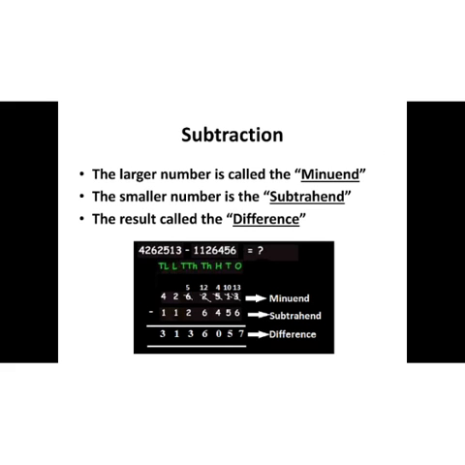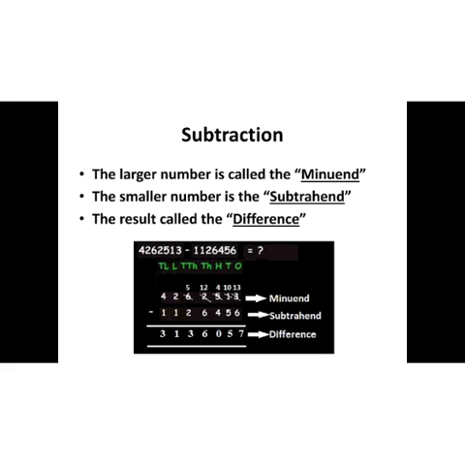Now let's move to subtraction. When we are subtracting, we subtract a smaller number from a larger number. In subtraction, the larger number is called the minuend and the smaller number is called the subtrahend. And the result is called the difference. The subtrahend is always written below the minuend in columns. Now look at the example.